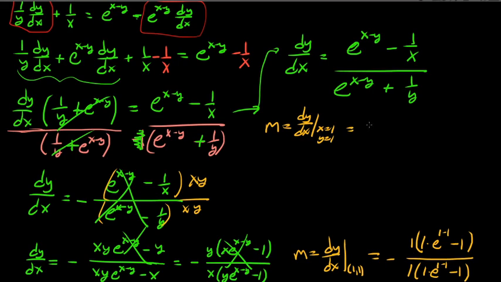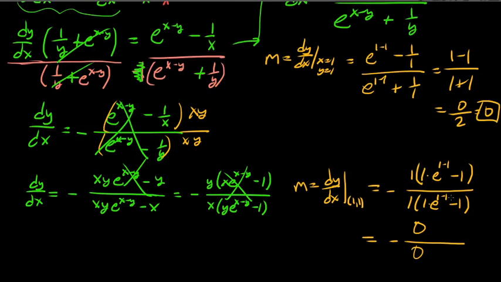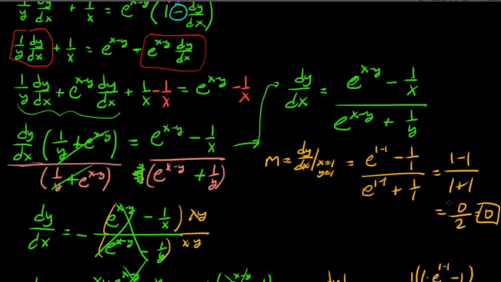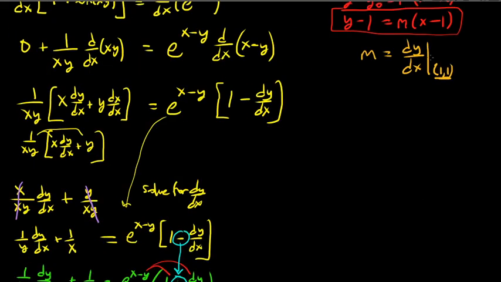The denominator, well, here, you get e to the 1 minus 1 minus 1 over 1, divided by e to the 1 minus 1 plus 1 over 1. So you get e to the 0, which is 1. You get 1 minus 1 over 1 plus 1. Yep, you get 0 divided by 2, which is 0. Because this was supposed to be a plus, you get 1 plus 1. Sorry about that, but we do get a number. We do get 0 here. So the slope is 0.